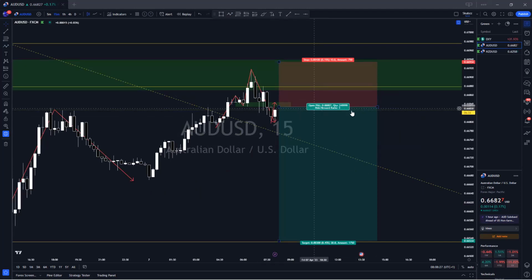Any other pair you guys want us to take a look at? Is there any other pair you guys want us to take a look at before we go?